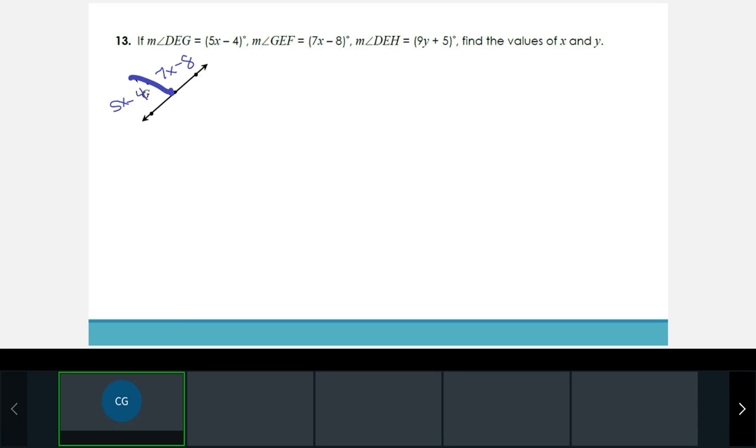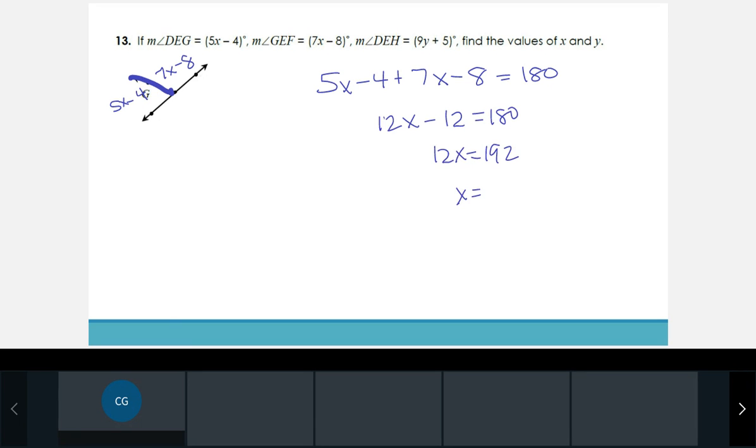Okay, so we say they're supplementary, so we add them together to get 180. All right, combine our like terms. Oh, 12x. Oh my goodness, let me try that again. Add 12 to both sides. Divide by 12. We'll get 16. All right, so x equals 16.